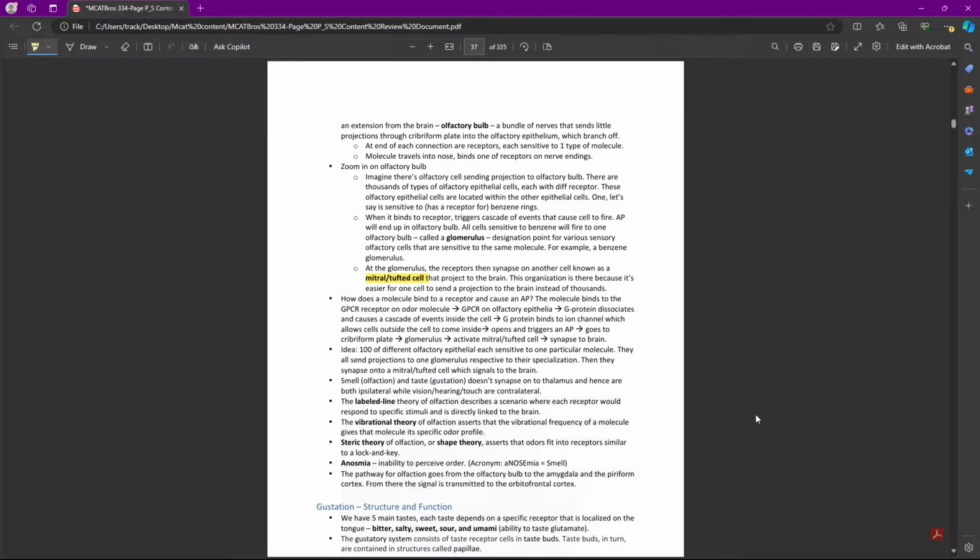So where was I? The G protein binds to an ion channel which allows ions outside the cell to come inside. It doesn't quite make sense, but it's probably talking about concentration gradients, promoting that action potential as nerves always do. Sodium flowing in causes the cell to become positive, which promotes the depolarization.